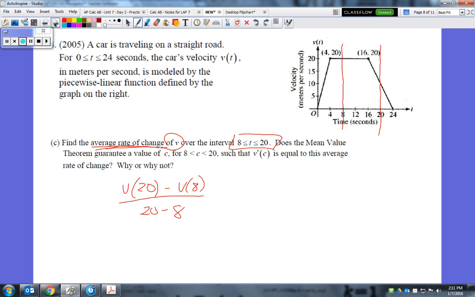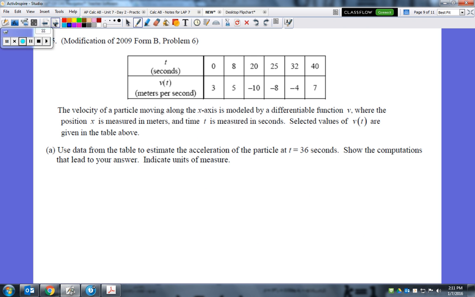Now let's go back to our last problem, then we'll have our CFA. This is a modified version of Form B, which is the more difficult test. That's if you're absent for the first one. The Form B is the one that you make up, your makeup AP exam. It's modified from 2009. This is a velocity graph.